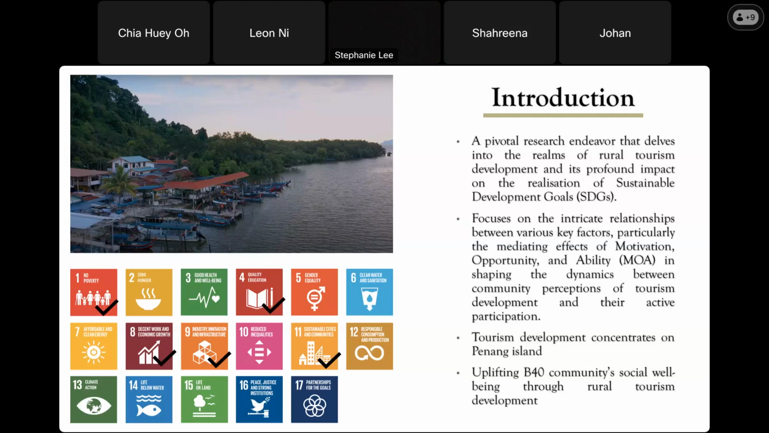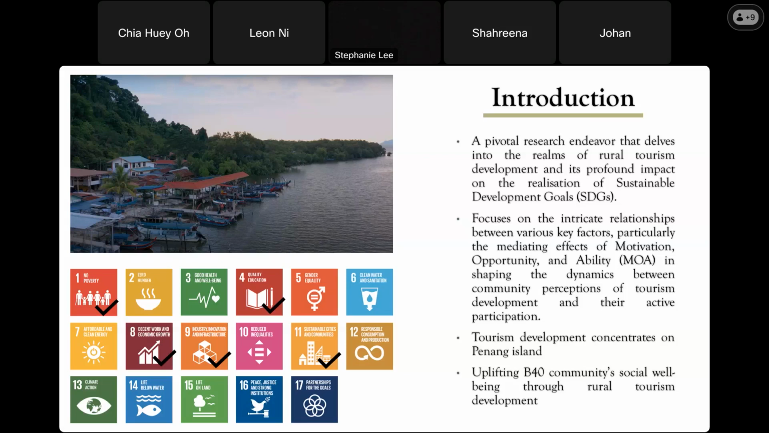Okay, so this study is a pivotal research endeavor that delves into the realms of rural tourism development and its profound impact on the realization of sustainable development goals as suggested by the UN. On the upper left, you can see the pictures of Kuala Juru itself, which is a fisherman village. This study focuses on the intricate relationships between various key factors, particularly the mediating effects of motivation, opportunity, and ability, and from here onwards we will just call it MOA, in shaping the dynamics between community perceptions of tourism development and their active participation. So the locals' participation in tourism development.